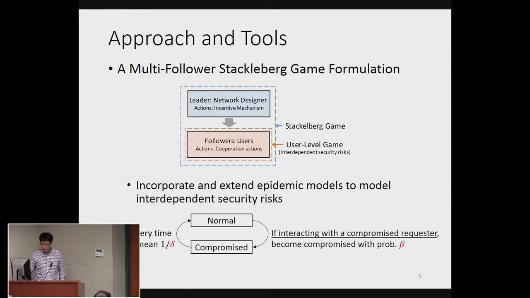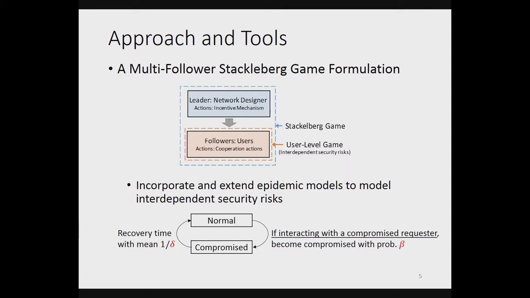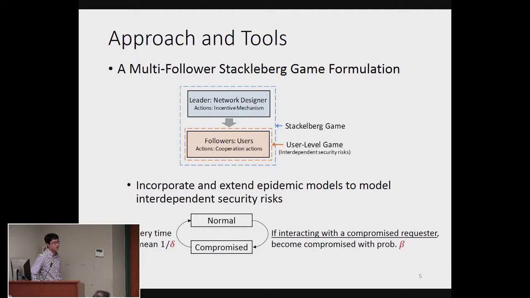Okay. So another issue in this framework is how do we model the interdependent security risk? Right now we are focusing on epidemic models. For example, self-replicating malicious code can be inserted into the data exchanged in the cooperative process. So a user can be compromised if it chooses to cooperate. And furthermore, the user becomes a new source of attack when it interacts with other users in the future. So the security risk can propagate across the network.